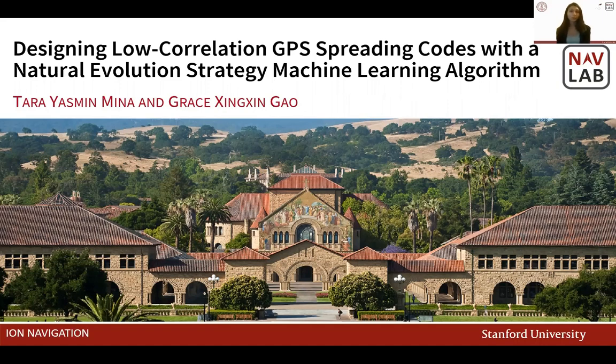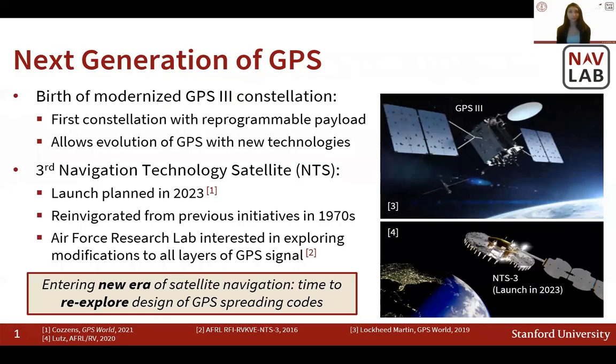Hi everyone, I am Tara Mina from the Navigation and Autonomous Vehicles Lab at Stanford, and welcome to the 3-minute preview of our work on designing low correlation GPS spreading codes with the Natural Evolution Strategy machine learning algorithm.